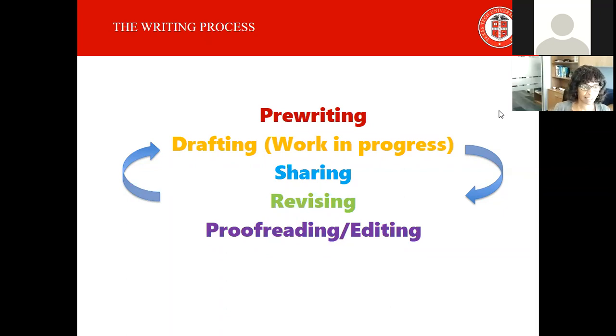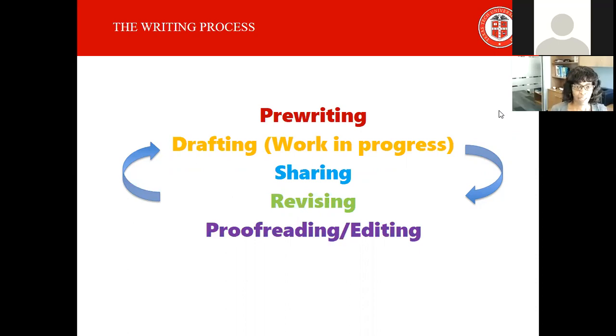Okay, so basically the stages of the writing process are stages that writers are encouraged to go through in order to help them produce an effective document in the end, okay? So in these stages of the writing process, you have pre-writing, you have drafting, sharing, revising, basically, proofreading and editing.